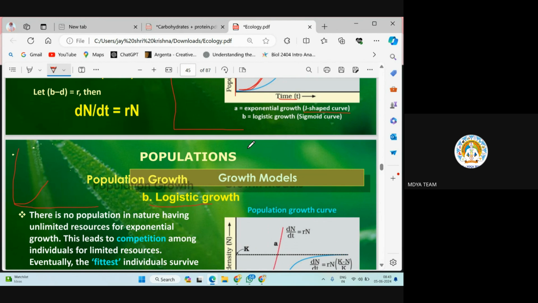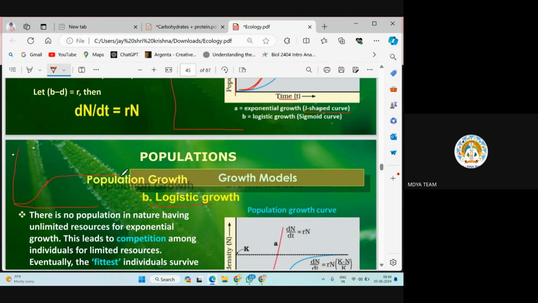After a certain time, what will happen? The food will become a limiting factor. The food will not allow more rats to survive there. What happens? They will just fight between themselves. They will kill each other, or some will die because of hunger. So only few will survive, and after a certain time, the population will become stable.